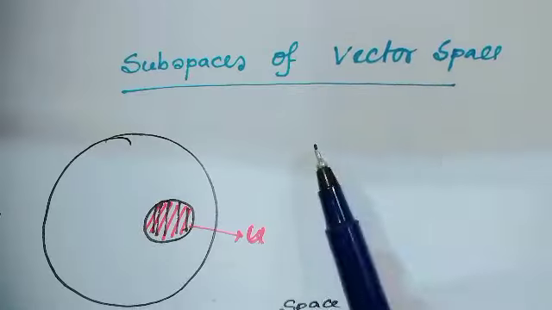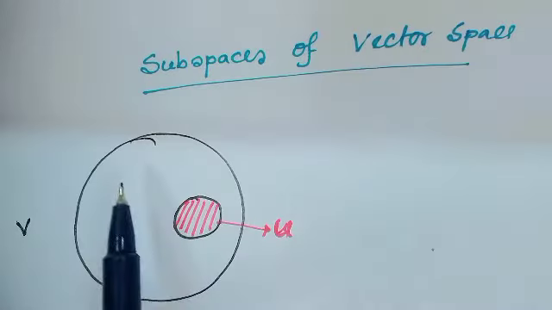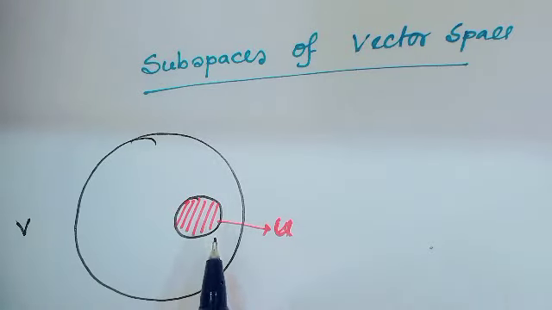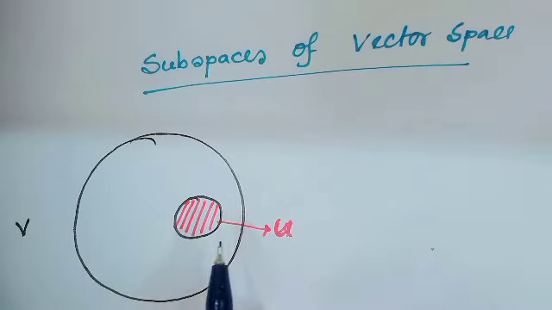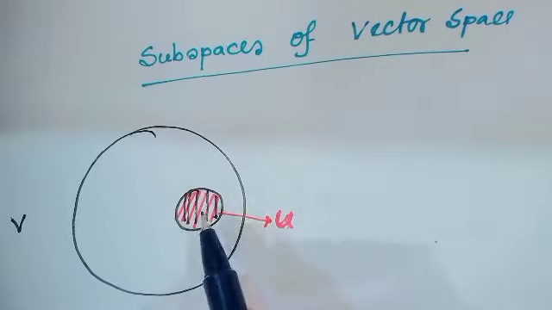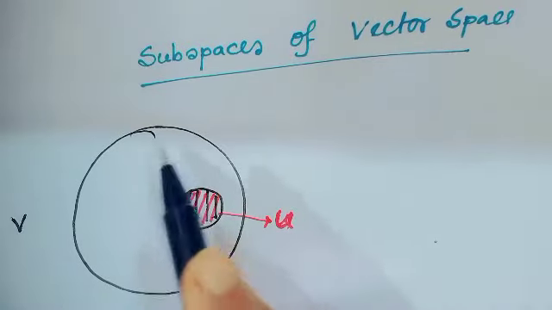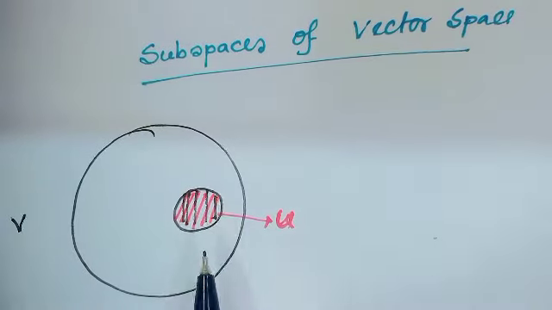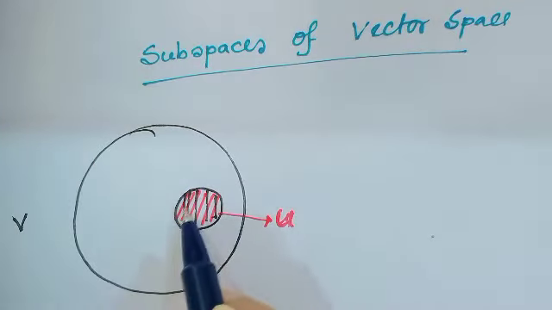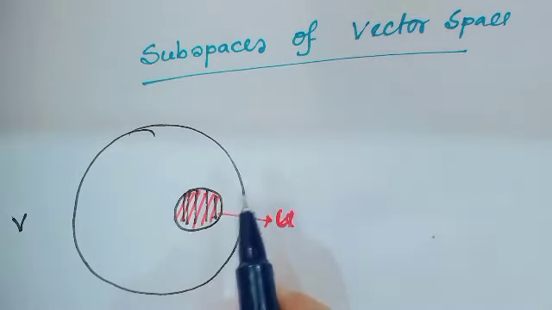I had discussed vector space, and today I will discuss subspaces of vector space. A subspace is a smaller set within a vector space V that is itself a vector space. Here every element of U is also an element of the original vector space V. To satisfy that the subset U is a vector space, we have to satisfy that U is closed under addition and multiplication.